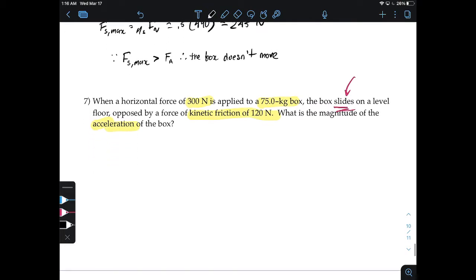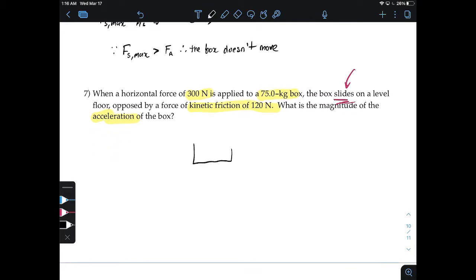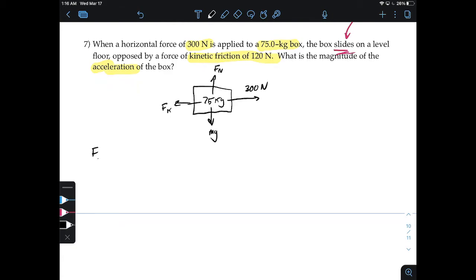Okay, so free body diagram, easy. We have a 75 kilogram box, and technically it doesn't say direction, so I'm just going to say right. This is going to be 300 newtons. We're going to have our mg downwards, and we're going to have our Fn up. And we're also going to have our force due to kinetic friction there.